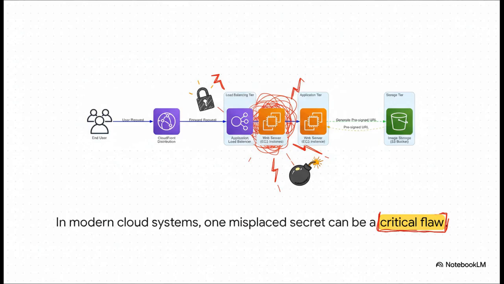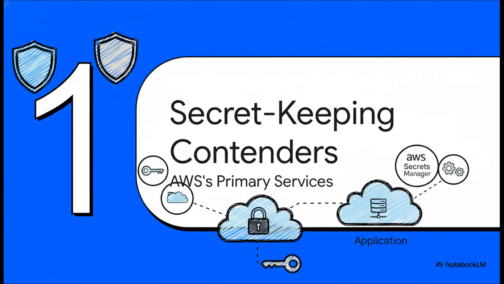Just take a look at this diagram. This is a pretty standard cloud application, right? You've got your users, a CDN, load balancers, servers, storage, the whole shebang. Now, just for a second, imagine embedding a database password or an API key directly in the code for that web server. In a system with this many moving parts, a single hard-coded secret isn't just a bad idea. It's a ticking time bomb. So how do we defuse that ticking time bomb when we're working in AWS?